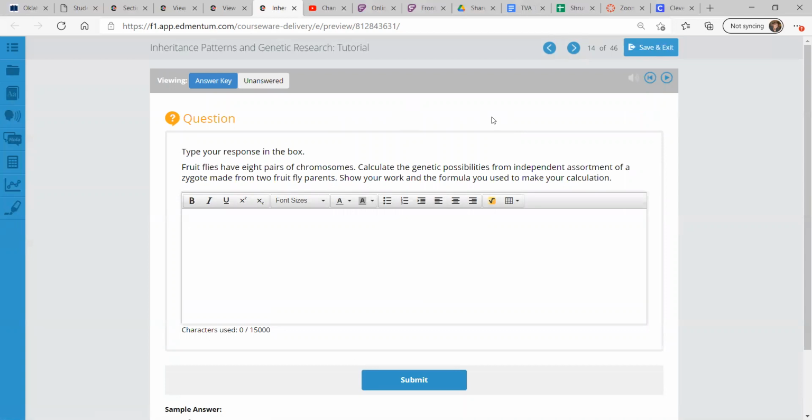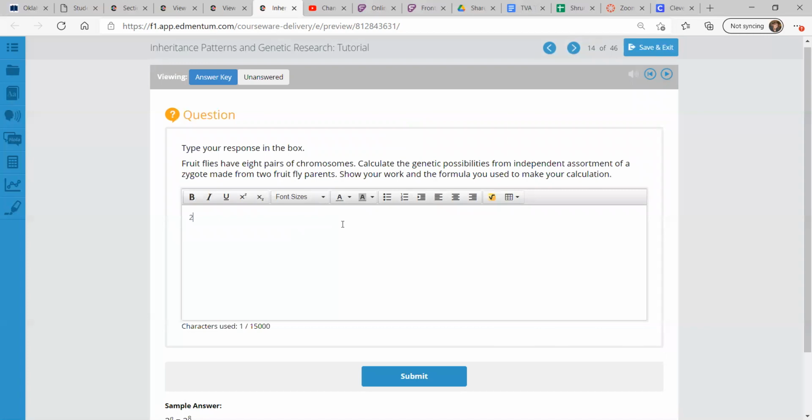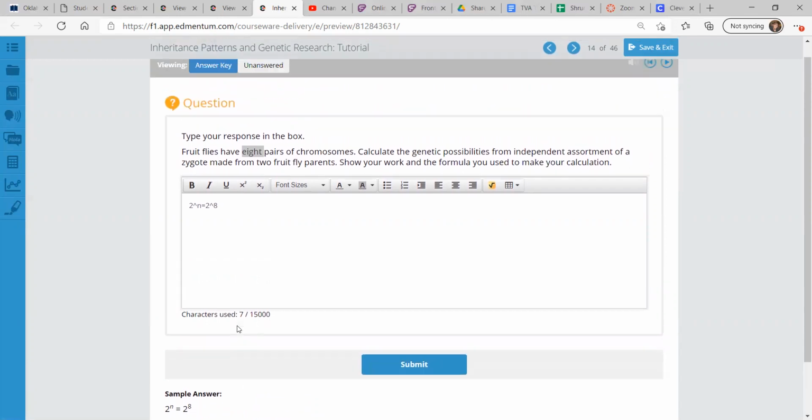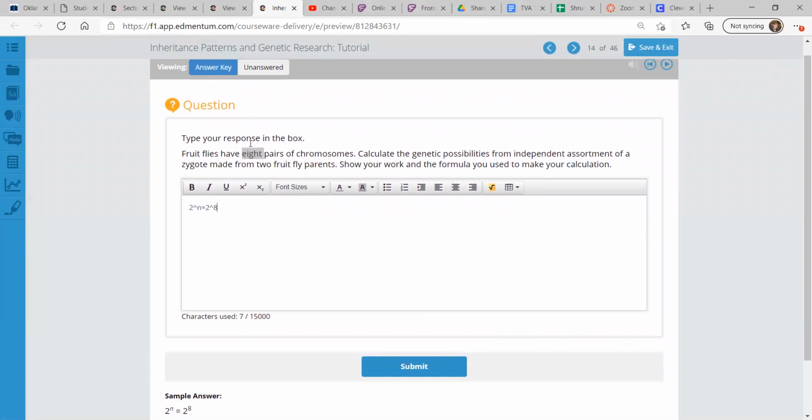So, to check your understanding, fruit flies have 8 pairs of chromosomes. Calculate the genetic possibilities from independent assortment of a zygote made from 2 fruit fly parents. Show your work and the formula you used. So we have 2 to the n power, right? Here we're told n is 8. So 2 to the 8th power. If you plug that into the calculator, you get 256. That is the independent assortment combinations.